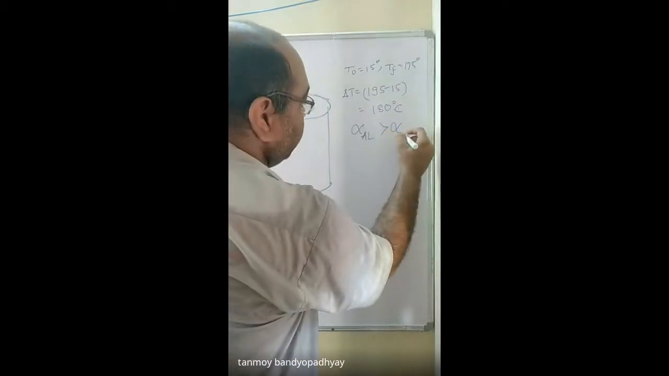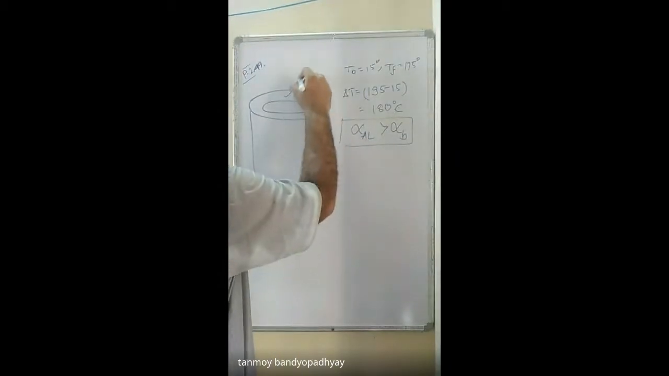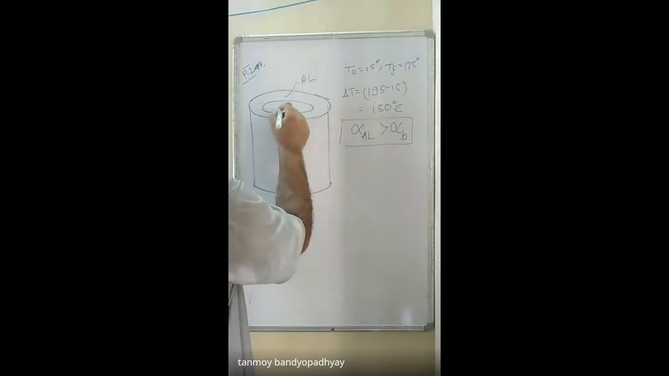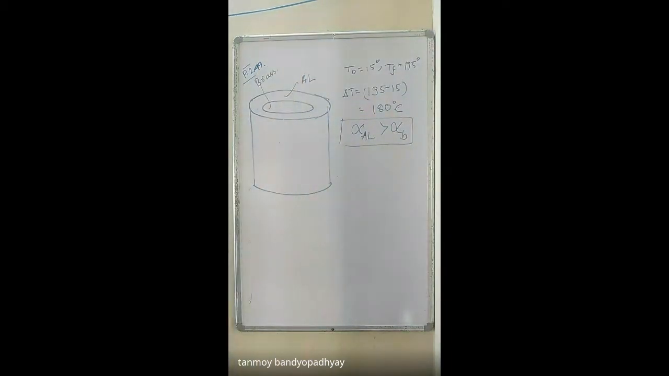Yes, sir. The aluminium part is having a greater value than alpha B. So aluminium is which part? So aluminium is the tube part, and this one is the brass part. So if you consider only the axial direction, as you can understand, aluminium will try to expand more in the axial direction. So if aluminium tries to expand more, what will happen? Brass will pull it down. So aluminium will be in compression, not tension.